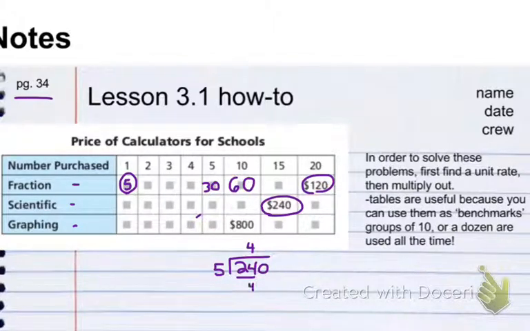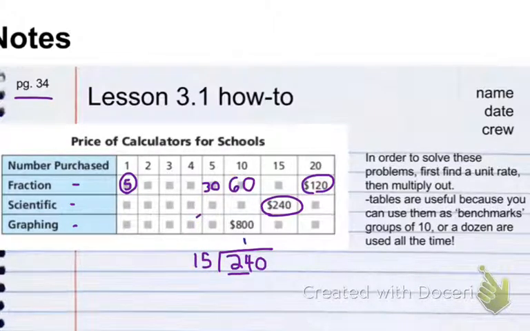I have 4 left over. I bring down that 0. I get 40. So that means each calculator is going to cost... Oh, wait. What am I doing? This is going to be embarrassing. You guys are going to laugh at me. Go ahead, stand up, point at me, and say, "Ha, Mr. Briggs."